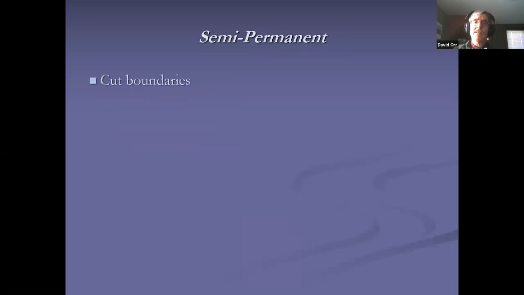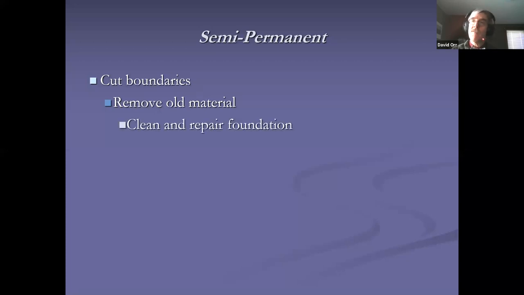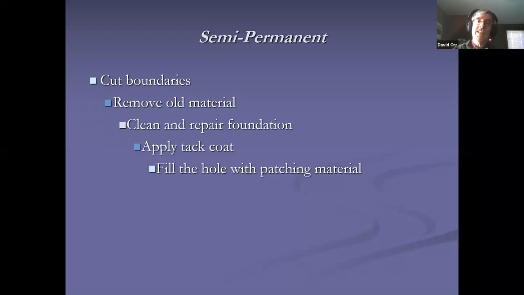Now, semi-permanent, we call it semi-permanent because it's just like anything. It's never going to last forever, and there are still going to be issues. But you've got to go in and cut the boundaries. You've got to remove the old material that's broken down. You may need to clean and repair the foundation, the base layer. Apply a tack coat to bond the old to the new. And then fill the hole with your patching material, roll it, compact it. And then finally, and this I see way too often, you've got to go in and clean it up. Okay, so that's the process.